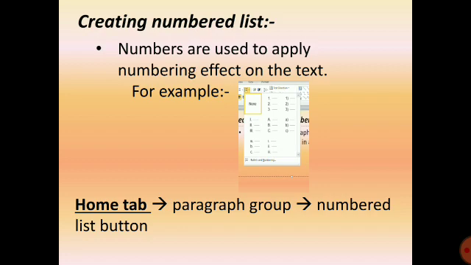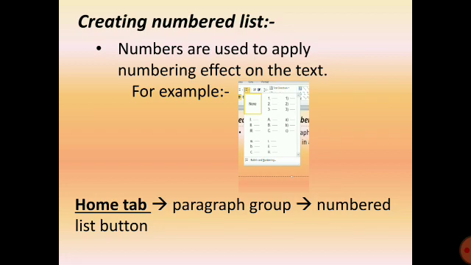Now creating a numbered list. Numbers are used to apply a numbering effect on the text. As per my choice, if I want to use bullet, I use bullet. If I want to use numbers, I can use numbers. There are types of numbers, either 1 2 3, Roman numerals, A B C, small a b c, Roman small i ii iii. So many types of numbers are there. You can choose any one according to your choice.